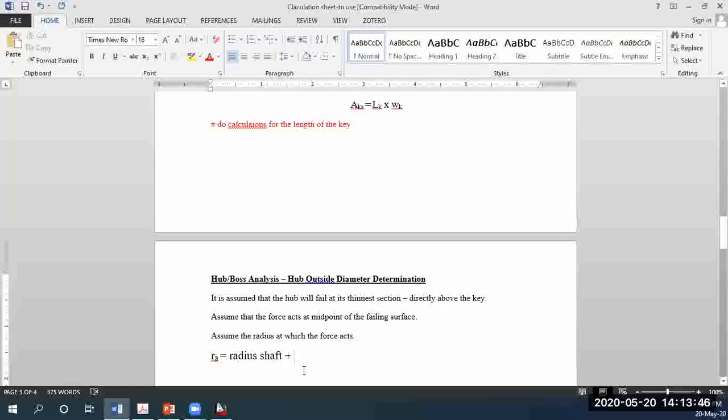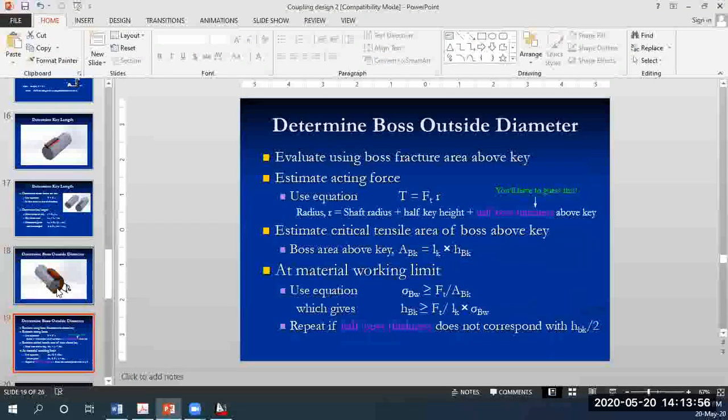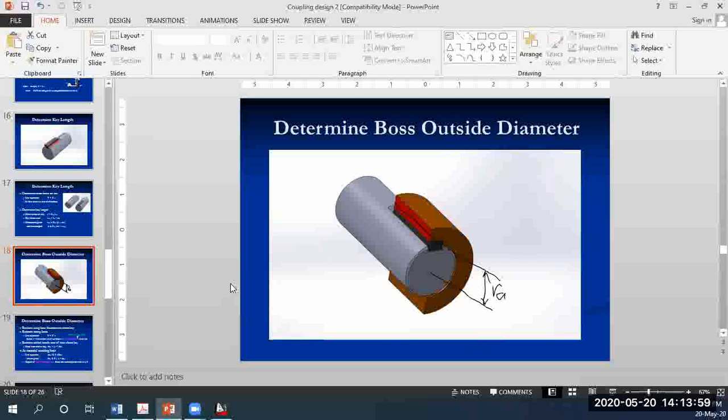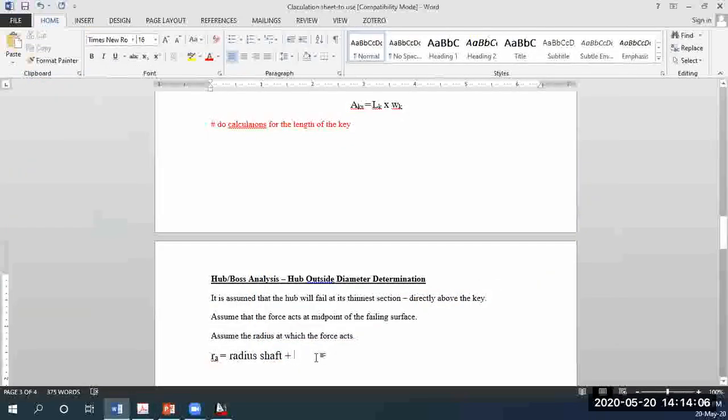Plus the height of the key divided by 2. Yes, it's very good. Why do you say divide by 2? Because the radius of the shaft is going up till the midpoint of the key, which is inserted. Yes, exactly right. So now the half will be what? Half the key thickness, isn't it? Thickness or height? Thickness. Right. So half the key thickness plus what else?